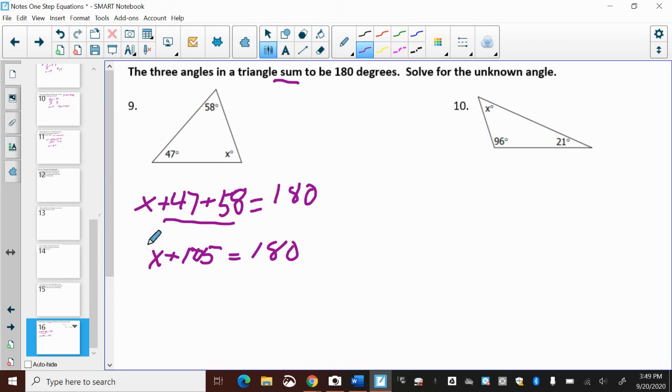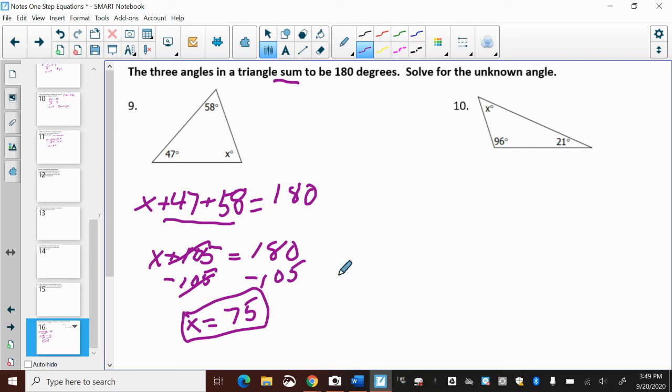I need to isolate this x. Look in front of the 105, it's a plus, so we're going to do the opposite and minus. What you do to the left, you do to the right. These cancel out, and you get x is equal to 75. So that angle, x there, would be 75 degrees.